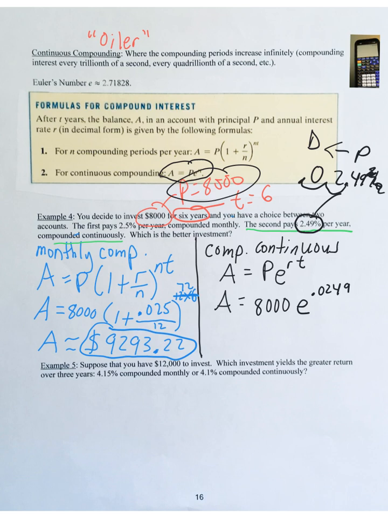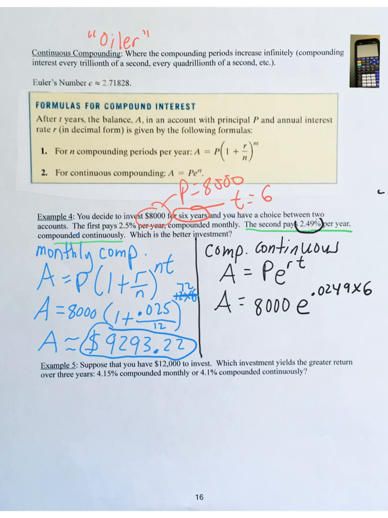And now times the time t is also an exponent. Time frame for both accounts is 6, so times 6. And there we go. Now all we have left to do is punch this into the calculator. Just like with the other formula, I would recommend doing the exponent first. It's usually some weird decimal, just as a heads up, in the PERT formula.